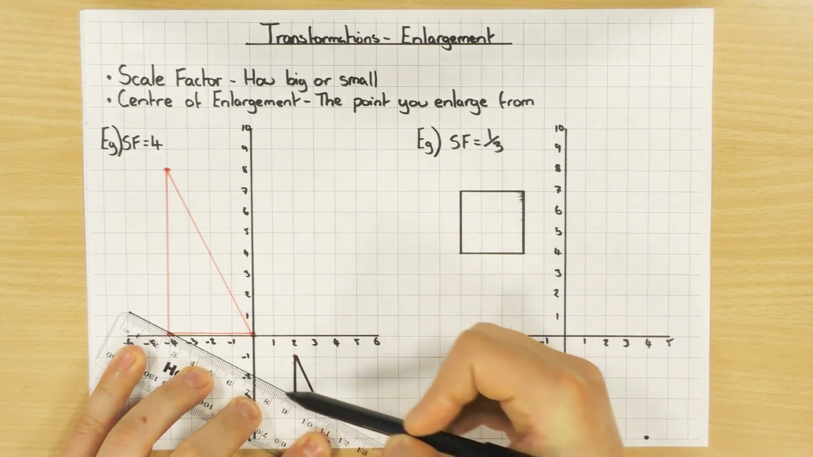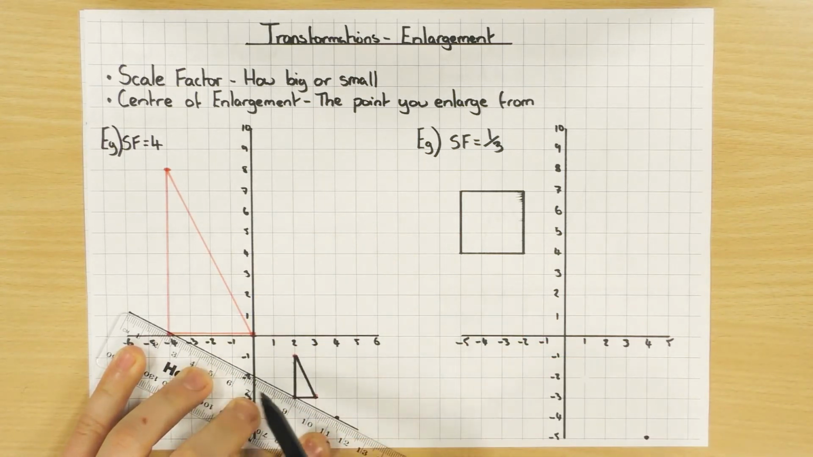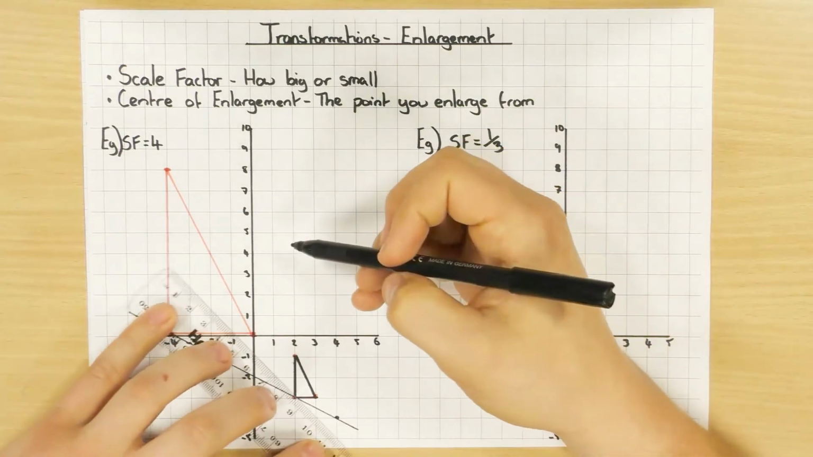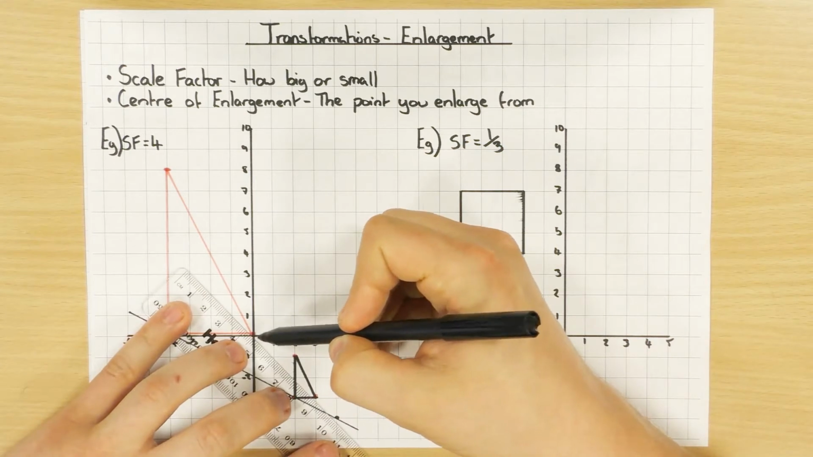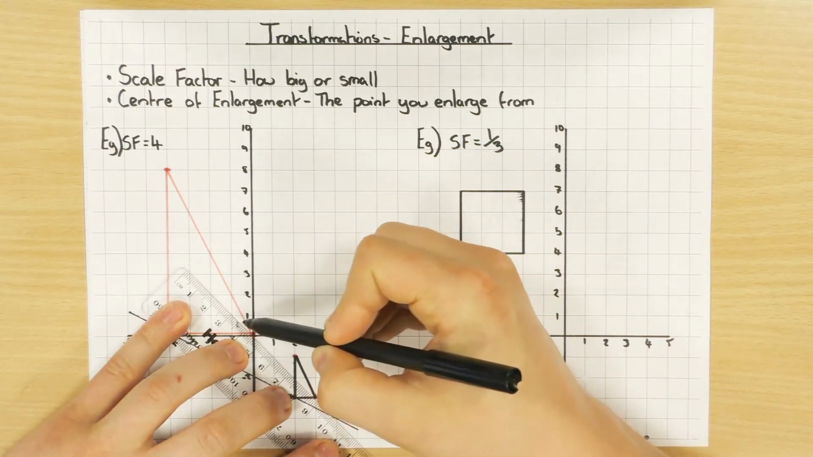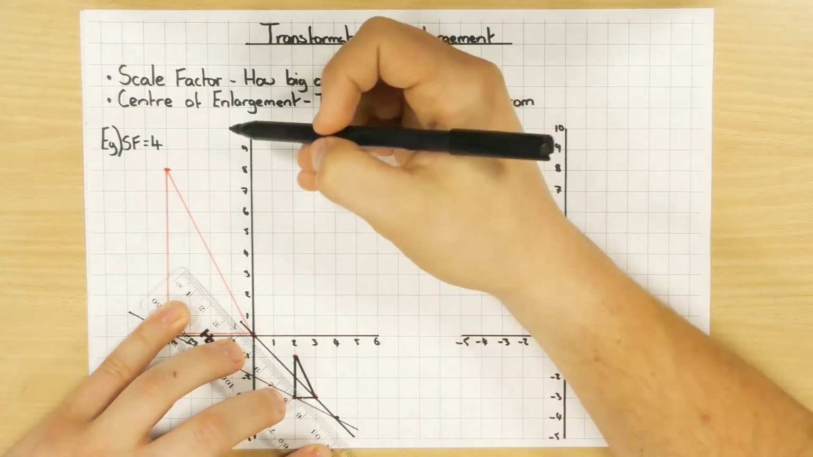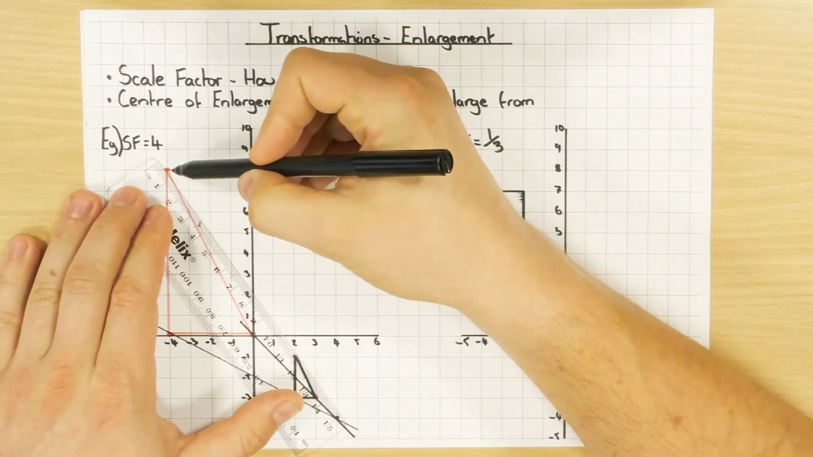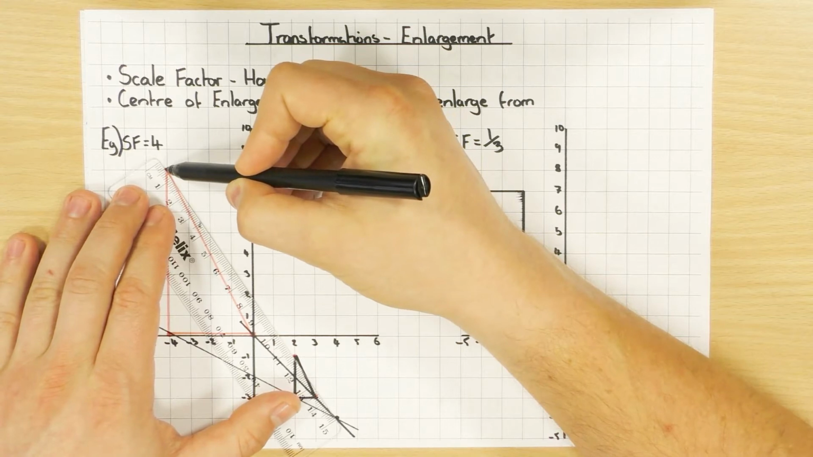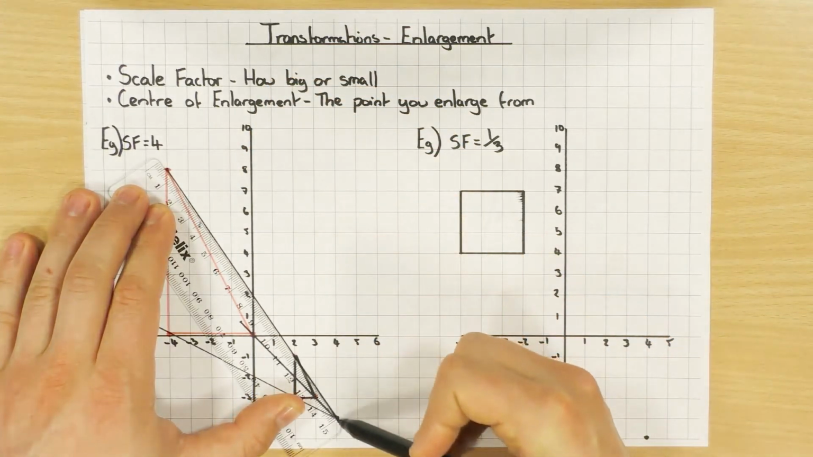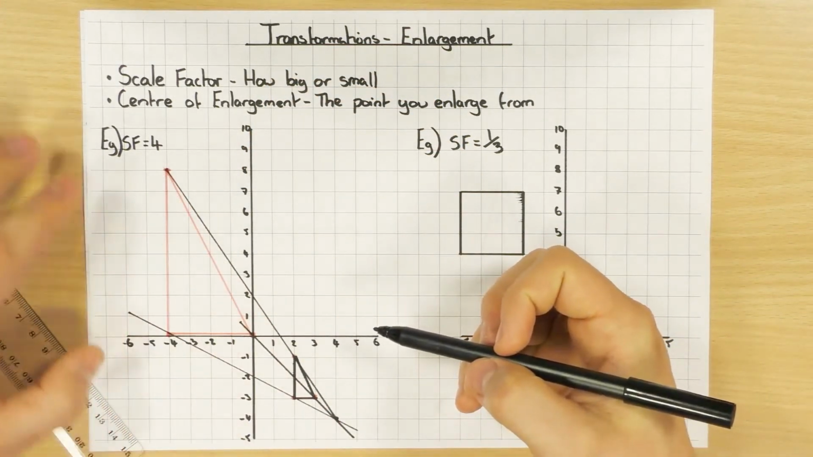If you draw a line, it should go through that point and through your center of enlargement. If it doesn't go through your center of enlargement, you've made a mistake. Exactly the same thing with the bottom right, like that. There we go. It goes through that point and this point. And then finally, the top point there. As you can see, all points go through it.